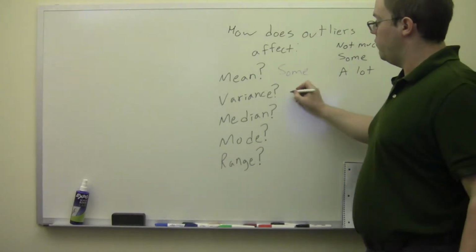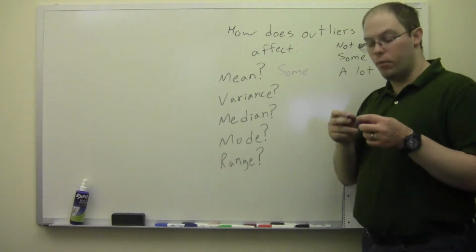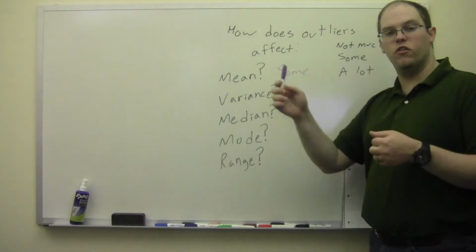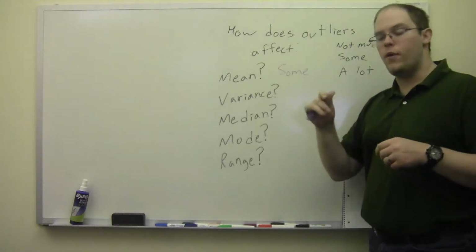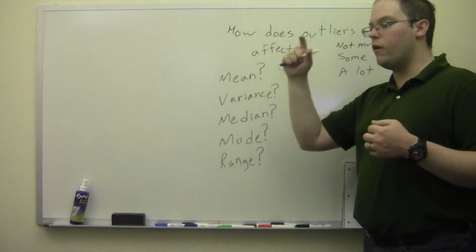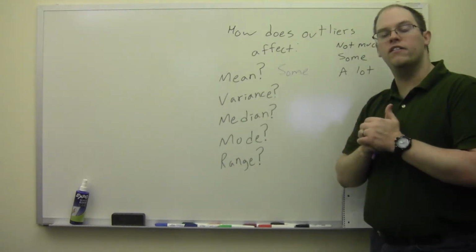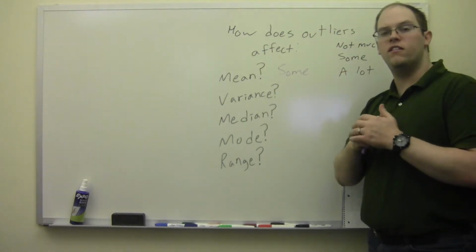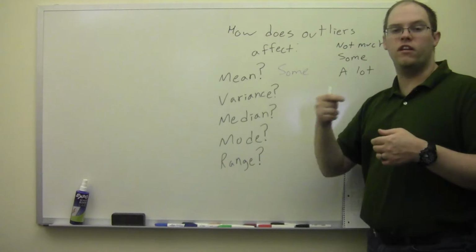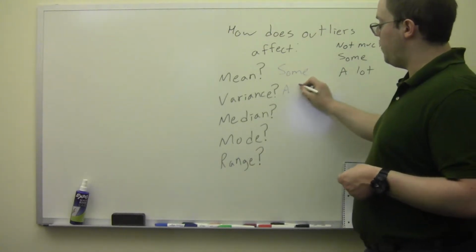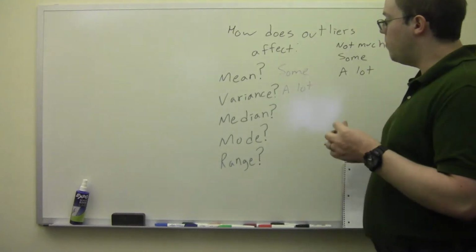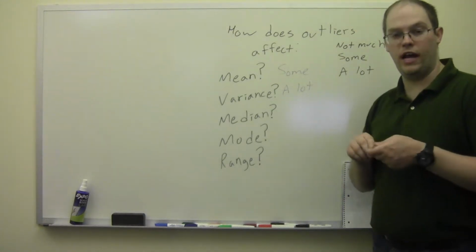Variance, on the other hand, remember the formula involved the squares of how far each point is from the mean. So if you have a point that's really far away from the mean, like an outlier is, then when you square that distance, it's tremendously affecting the data. So the variance is actually affected a lot by the presence of outliers.